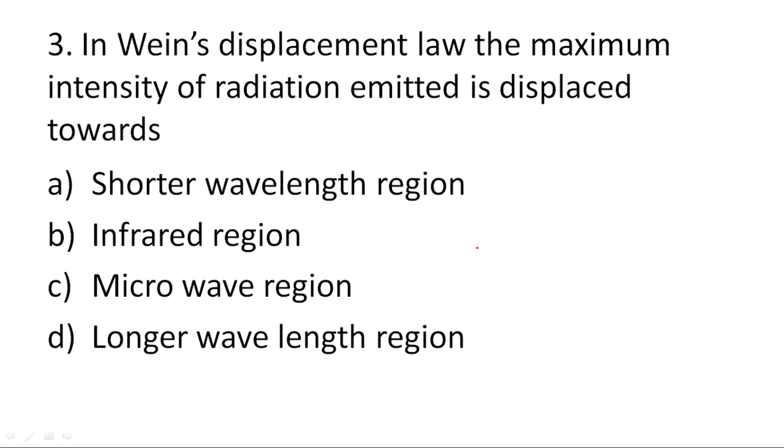Now go for the next question. In Wien's displacement law, the maximum intensity of radiation emitted is displaced towards what? Earlier we discussed in the previous question that the Rayleigh-Jeans law is for longer wavelength regions, and Wien's displacement law, or Wien's law, is used in the shorter wavelength region, because when deriving Wien's law or the Rayleigh-Jeans law, they are limited to certain wavelength regions. For smaller wavelengths, Wien's law is acceptable, and for longer wavelengths, the Rayleigh-Jeans law is acceptable.